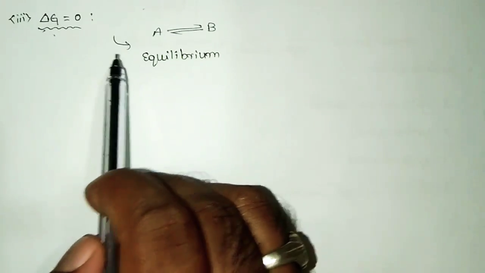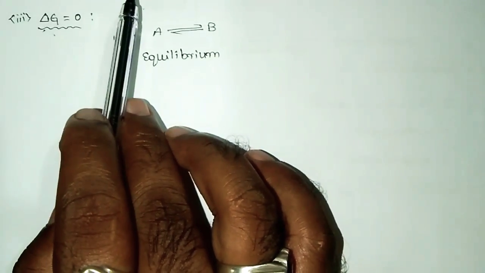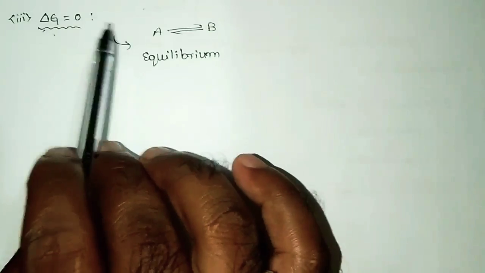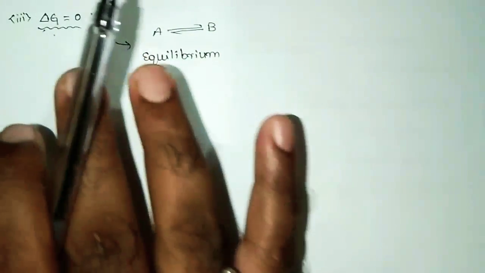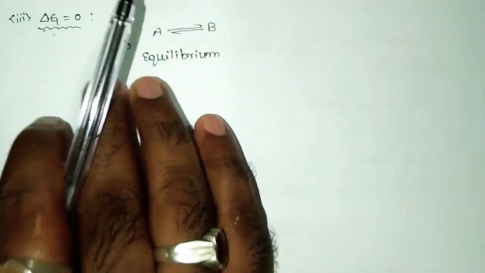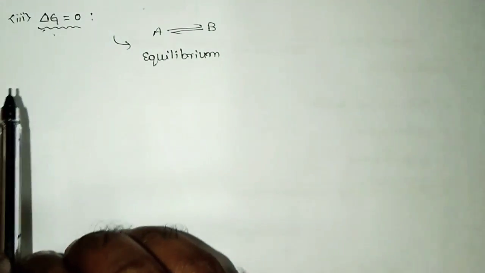equilibrium. So, by the values of delta G, that is the change in free energy, it is possible to judge whether the reaction proceeds to completion or not, or whether the reaction is attaining the state of equilibrium or not. These things can be analyzed by looking at the value of delta G.